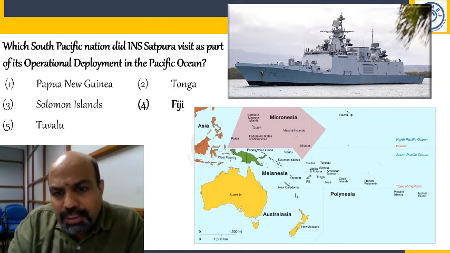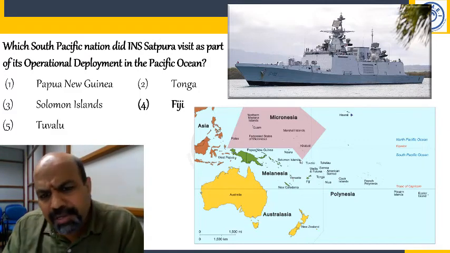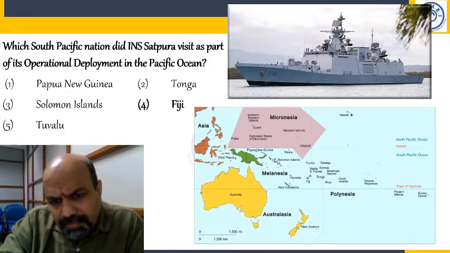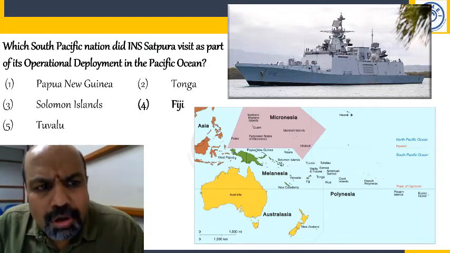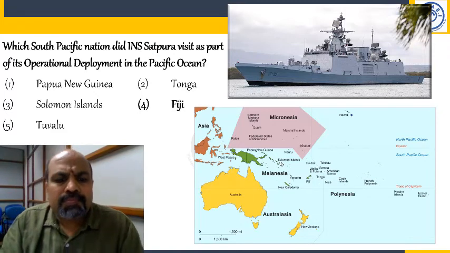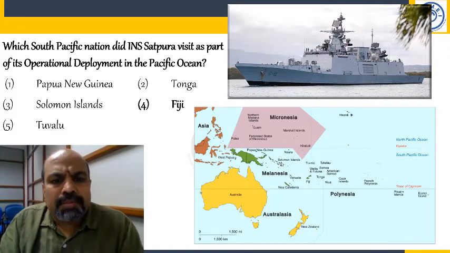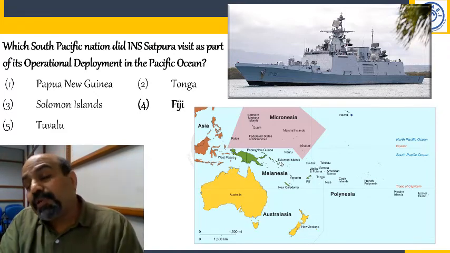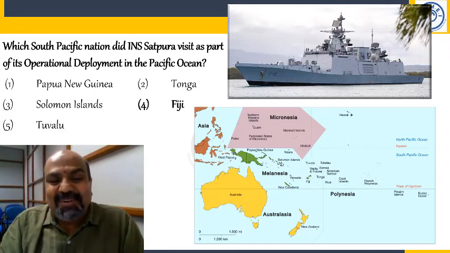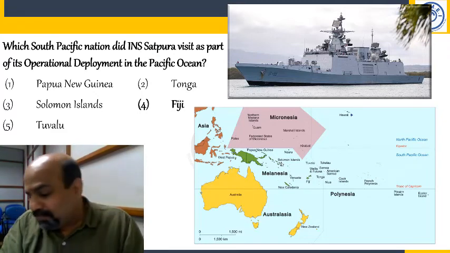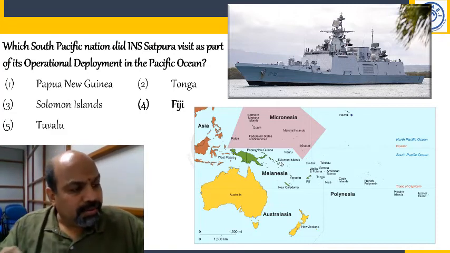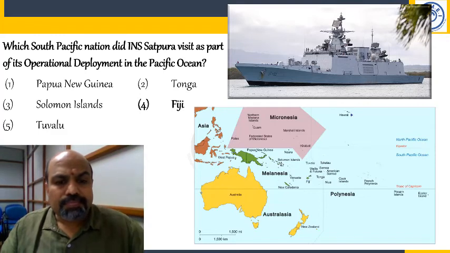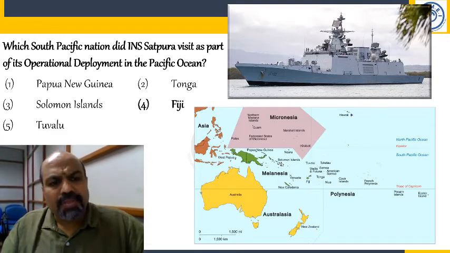Then Solomon Islands. These are Solomon Islands here. Very tiny group of islands. This entire stretch. The capital is, I'm sorry, Honiara. H-O-N-I-A-R-A. Honiara. The capital is Honiara. I think I mentioned this a while ago.